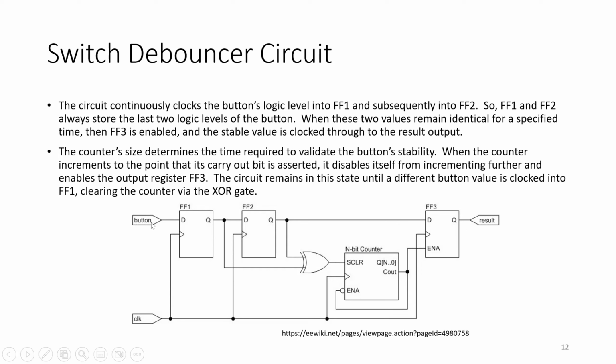If I have another input, that will clear my counter. Why it will clear? Because D1, Q1 and Q2 will not be the same. So I am clearing the counting and I am waiting until those are identical and I will start counting one more time. Clear? I have a question.